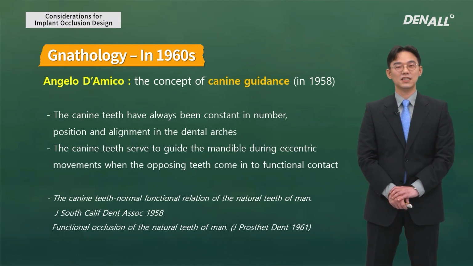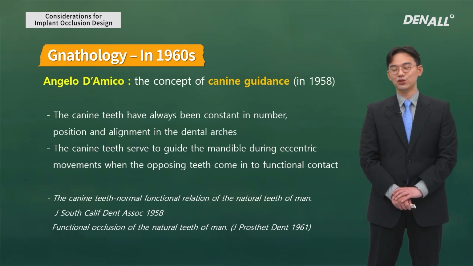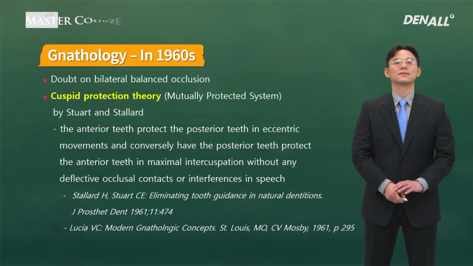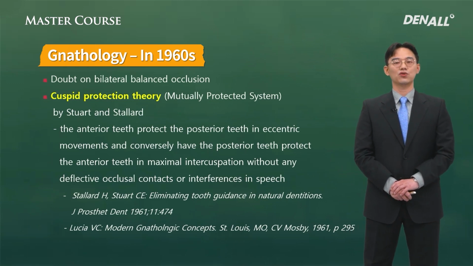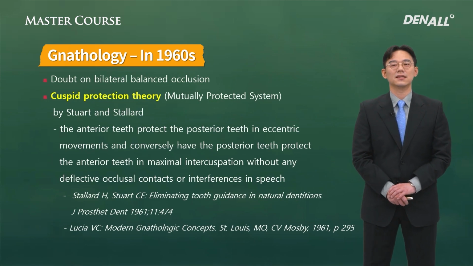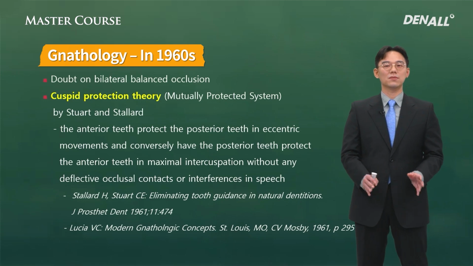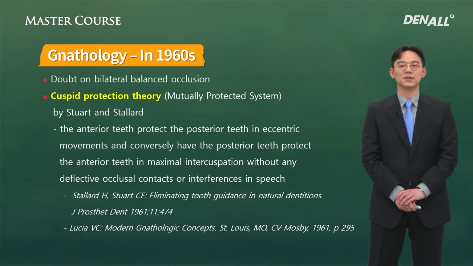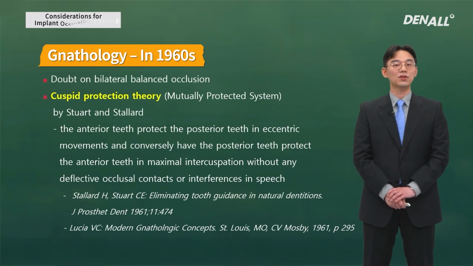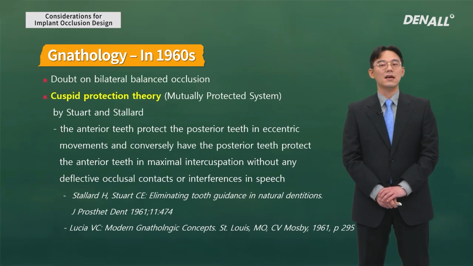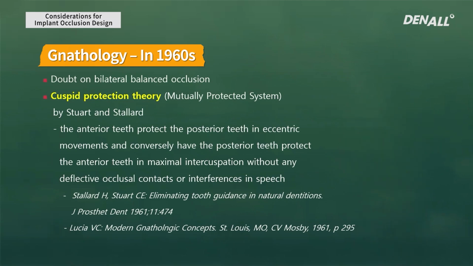The canine teeth have always been constant in number, position, and alignment in the dental arches, and serve to guide the mandible during eccentric movements. Gnathologists doubted bilateral balanced occlusion. Cuspid protection theory, the mutually protected system, was adopted by them. The theory is that the anterior teeth protect the posterior teeth in eccentric movements, and conversely the posterior teeth protect the anterior teeth in maximal intercuspation.